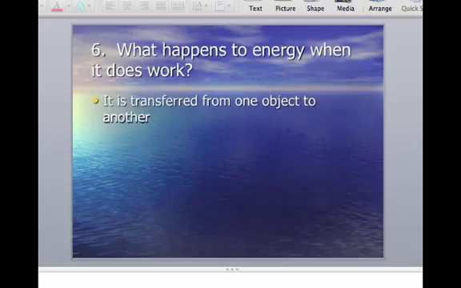So what happens to energy when it does work? Well, it is transferred from one object to the next. So when we're doing work, we're going to transfer our energy from our body to moving our pencils, or from inside our bodies to moving our feet and going across the floor, or lifting the shovel. So we're transferring our energy from our bodies into that object. Well, the river does the same thing. The river can do work as well. It can move sediment, it can shape the land, it can cause weathering.